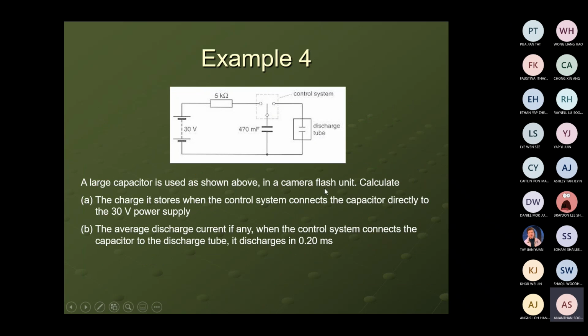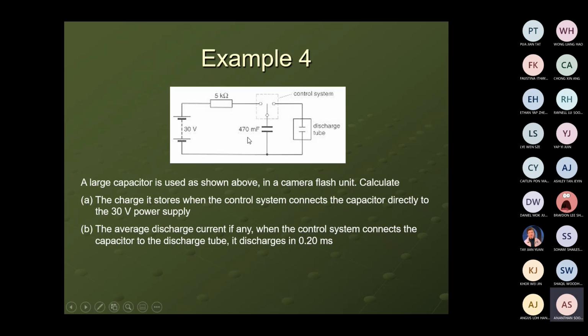Before we go to series and parallel, you see this circuit. A 30-volt battery is connected to a 5 kilo ohm resistor, and there is a capacitor of 470 millifarad. A large capacitor is used as shown above, like in a camera flash circuit. What is the charge it stores when the control system connects the capacitor directly to 30 volts? How much charge is stored by the capacitor when connected to the 30 volts?